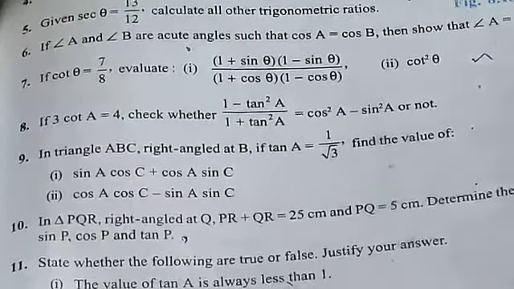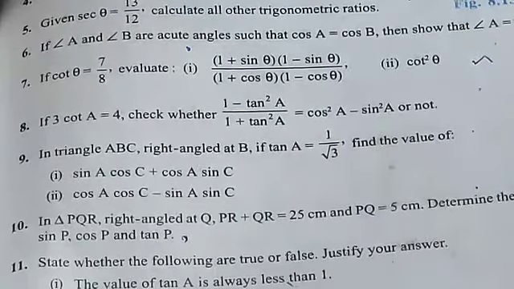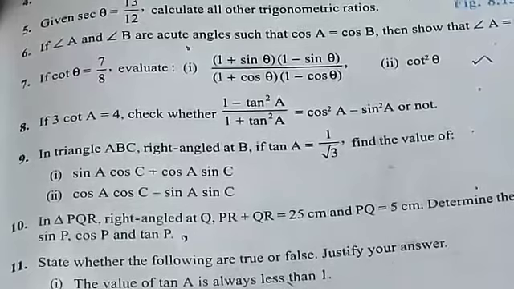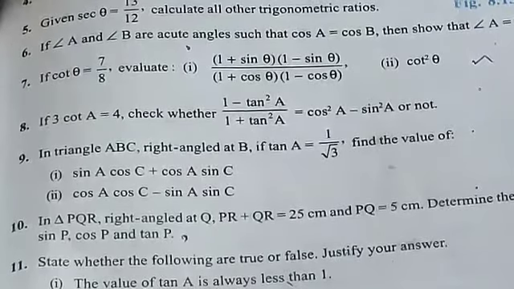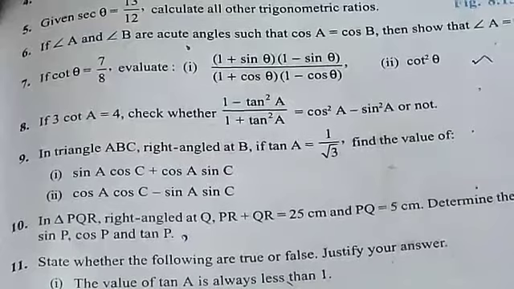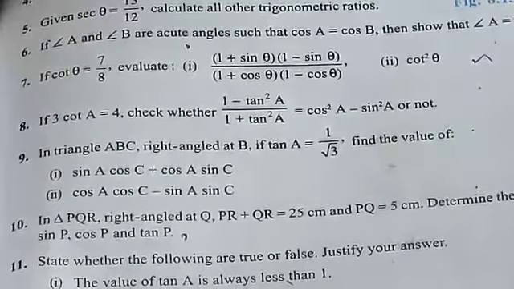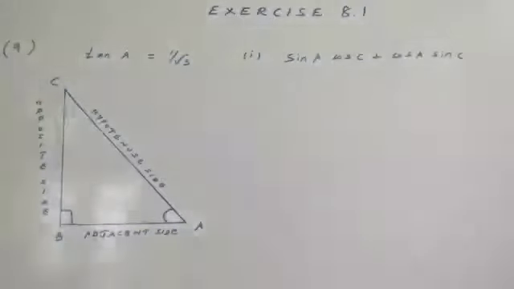Now question number 9. In triangle ABC, right angled at B, if tan A equals 1 by root 3, find the value of: subdivision 1, sin A into cos C plus cos A into sin C; subdivision 2, cos A into cos C minus sin A into sin C. Now listen to the 9th question.